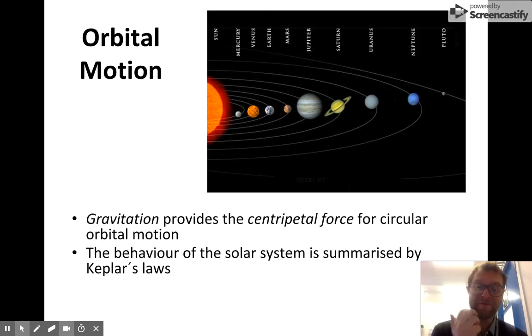And this behavior of the solar system is summarized by something called Kepler's laws. Johannes Kepler came up with these rules to help explain the motion of the planets.